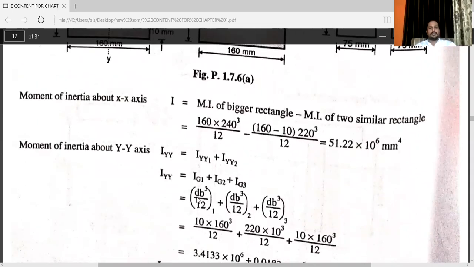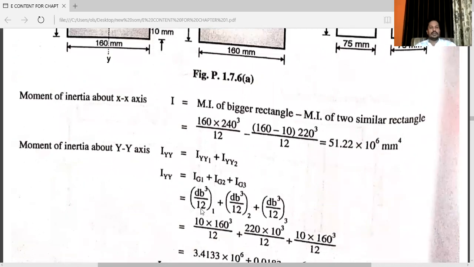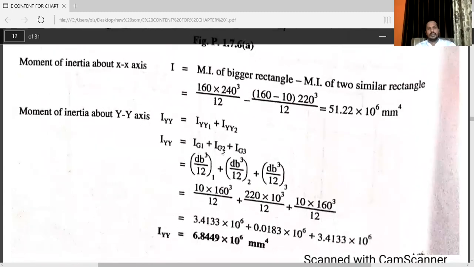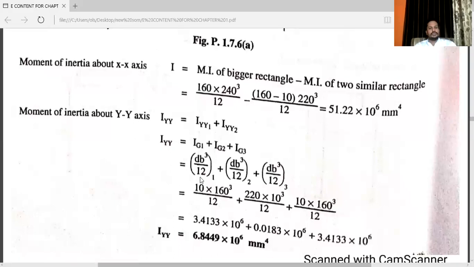for the first, depth is 10, base is 160. Formula is dB cube by 12. Again dB cube by 12. Here dB cube by 12. Because here what we are doing, we have to take depth as 10, base as 160. So similarly, you have to calculate Ig1, Ig2, and Ig3.